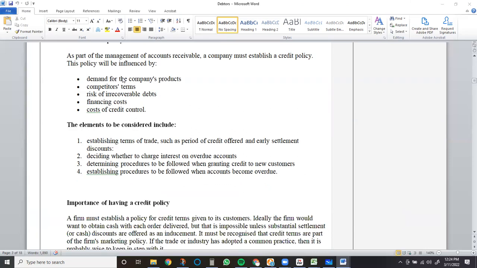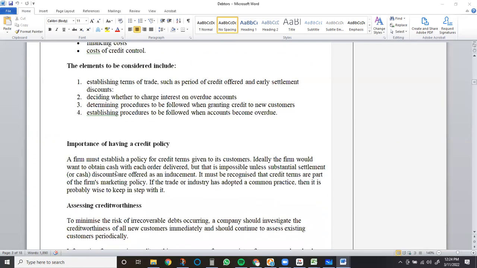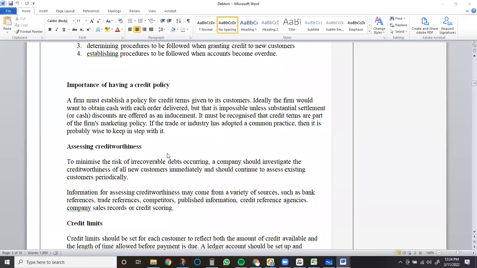So these are the influences on the credit policy, and these are the elements to be considered, okay, in establishing the credit policy and making decisions. Why is it important to have a credit policy? A firm must establish a credit policy, a policy for credit terms. Ideally, the firm would want to obtain cash with each order delivered, but that is impossible unless substantial settlement discounts are offered as an inducement.